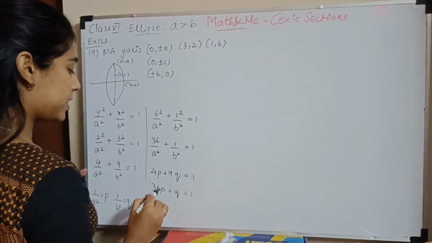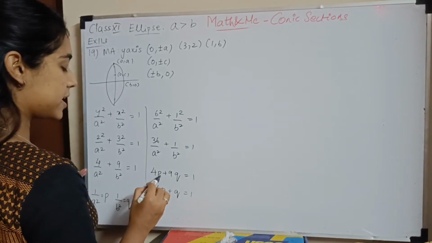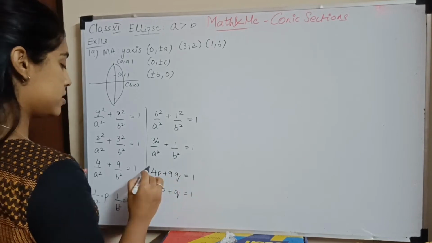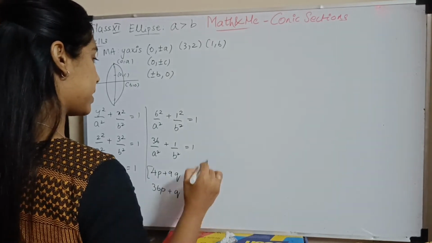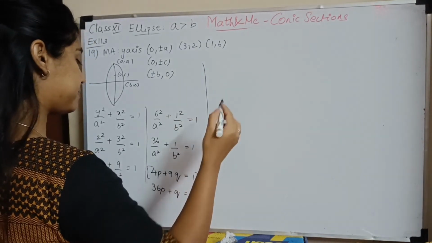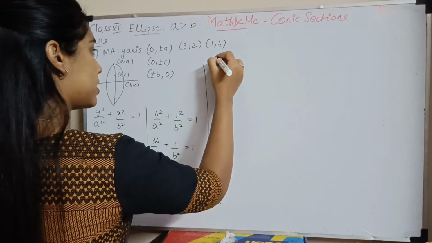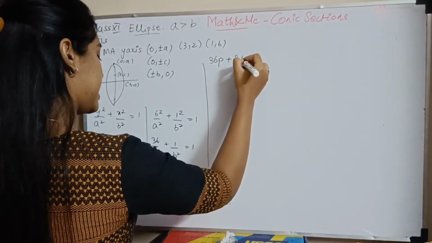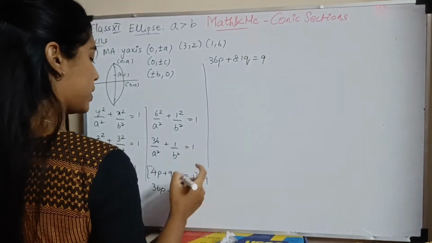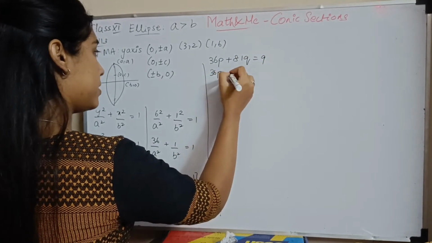So, I can either multiply this equation by 9 or I can multiply this equation by 9. So, I can cancel P. I am going to multiply this equation by 9. So, I am left with 9 4s are 36P plus 9 9s are 81Q equals 9 times 1 is 9. 36P plus Q equals 1.